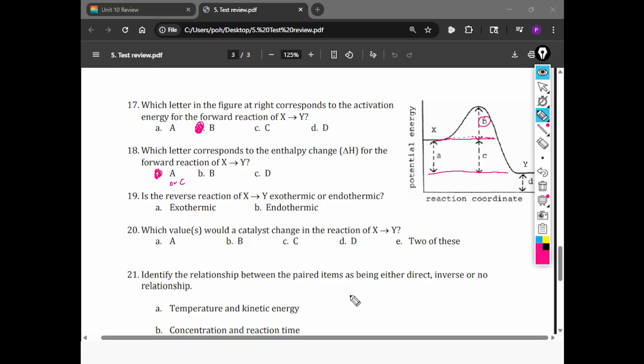All right, we're looking at the reverse reaction. Is it exo or endo? Reverse is endo because the products will be higher than the reactants. Forward is exo. And then what does the catalyst change?